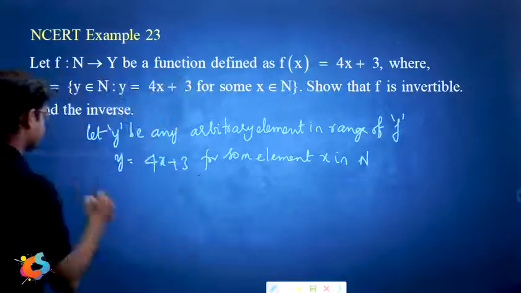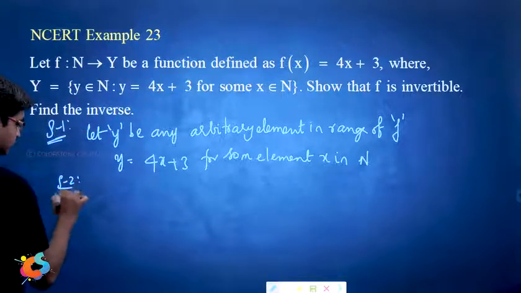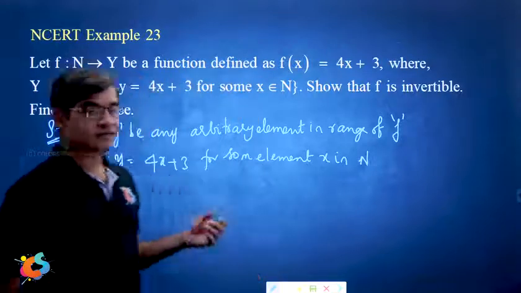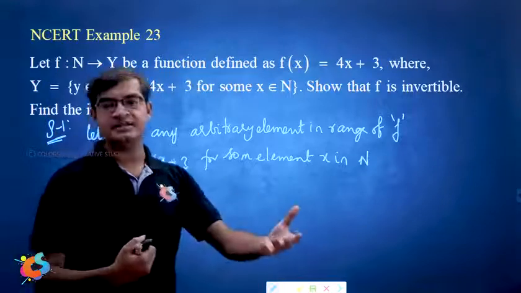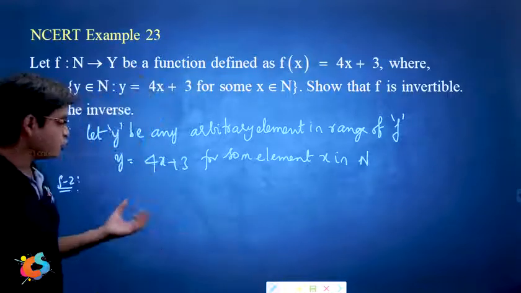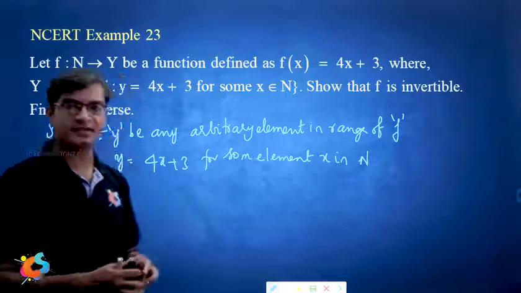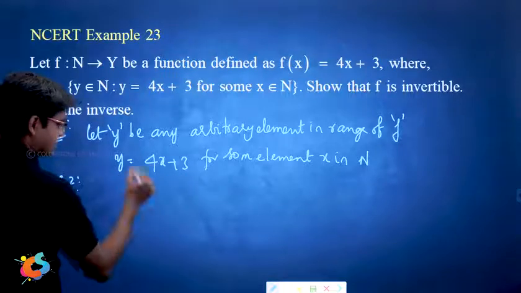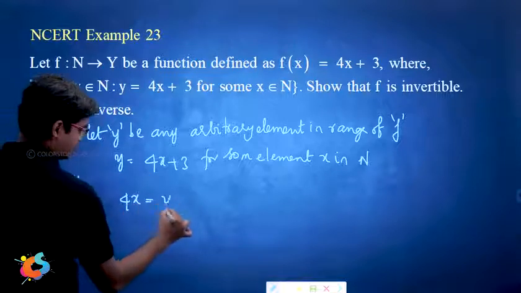Okay, next, this will be our step 1. Okay, next, step 2. Step 2 will be get x as a function of y. So here we have y as a function of x. So y is equal to something is there. When I say x should be a function of y, x should be there on one side, everything else should be there on the other side. And that is very easy in this question. Just get 3 on the other side, so y minus 3. So 4x is equal to y minus 3.